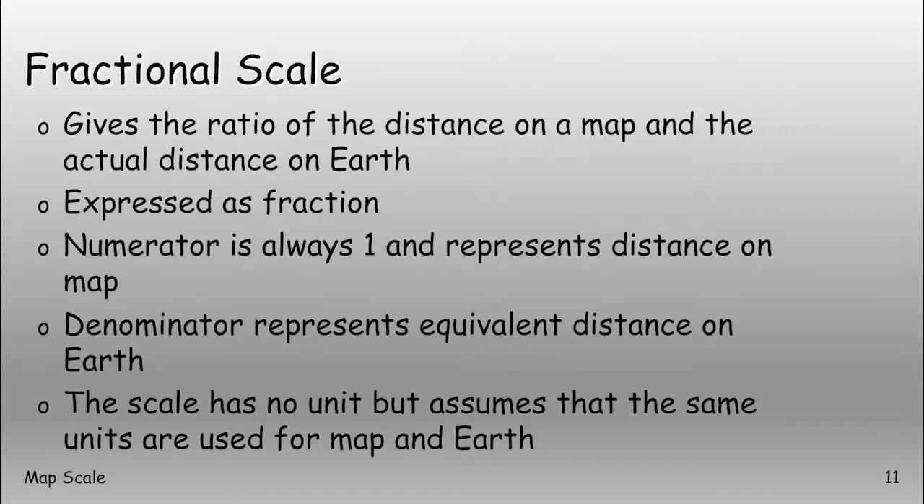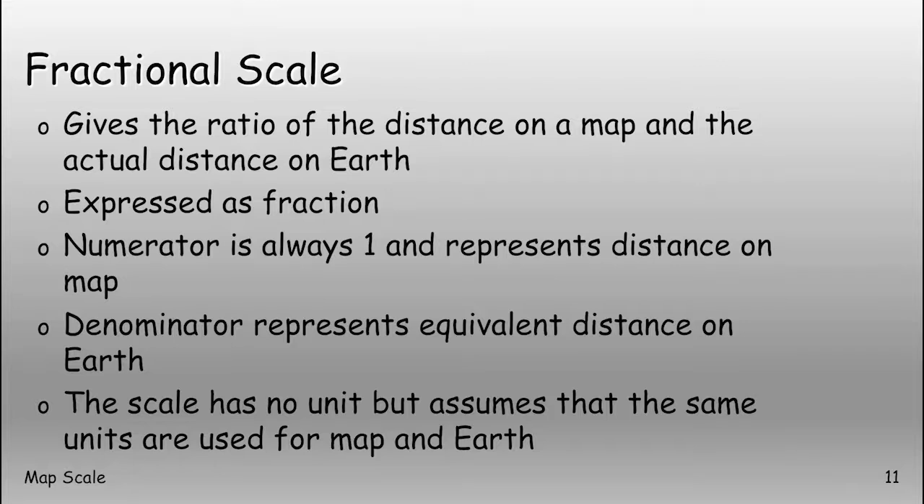The number on the top of the fraction, or on the left side of the colon symbol, which is the numerator, that number is always 1 on a fractional scale, and it always represents the distance on the map. The number on the right of the colon is always greater than 1, and it always represents the equivalent distance on Earth. A fractional scale has no unit. It can be used with any unit. So you can use it with inches, you can use it with centimeters, you could use it with finger length, toe length, whatever. But what you have to keep in mind, the fractional scale itself has no unit, but when you use it, you have to be careful that you use the same unit.